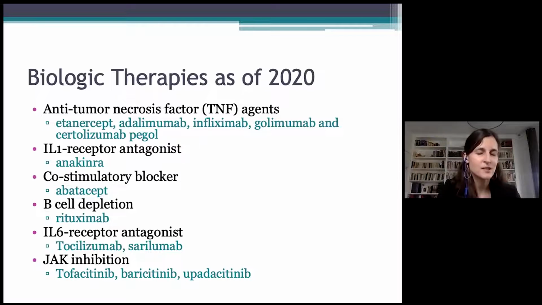However, it's not commonly used for rheumatoid arthritis, as it has not been proven to be very effective in large studies. Co-stimulatory blockers, such as abatacept, are frequently used. B-cell depletion, as in rituximab, is frequently used as well. IL-6 receptor antagonists are increasingly used, including tocilizumab and sarilumab. And JAK inhibitors are sort of the new kids on the block. And these include tofacitinib, baricitinib, and upadacitinib.